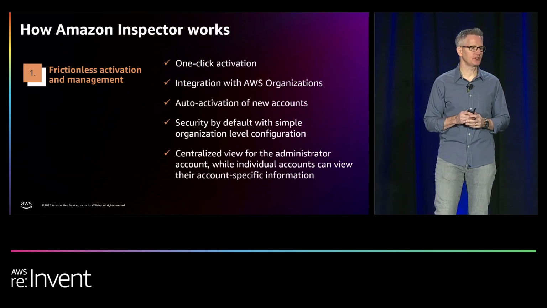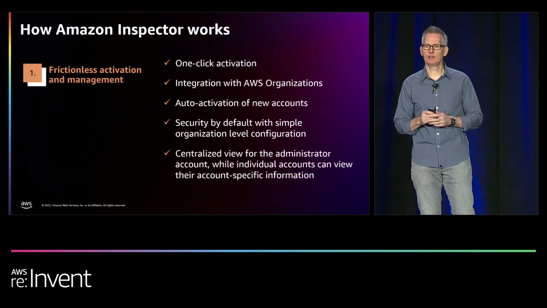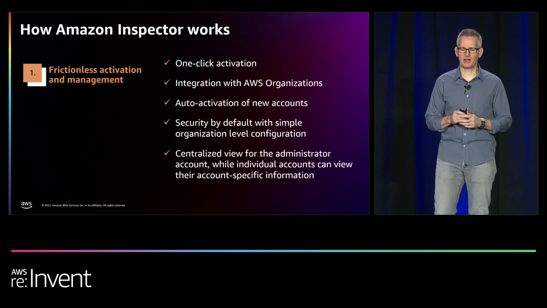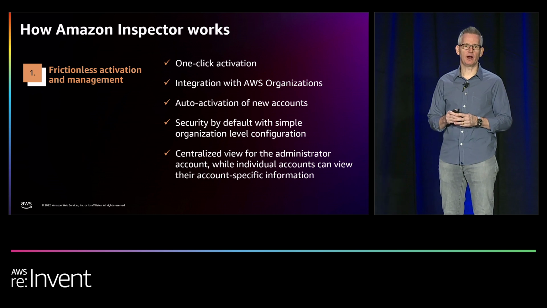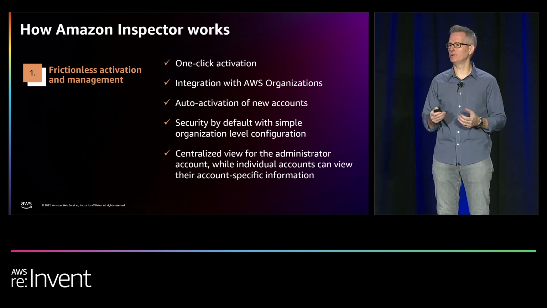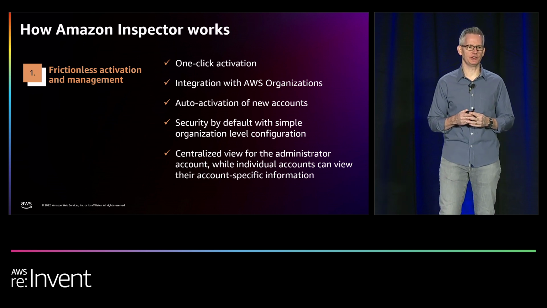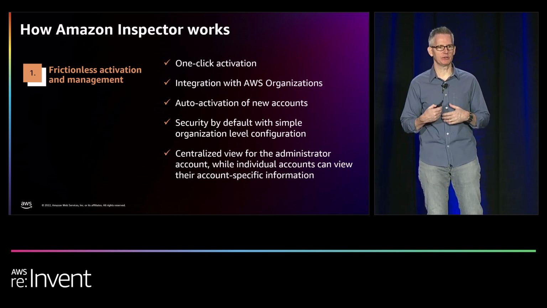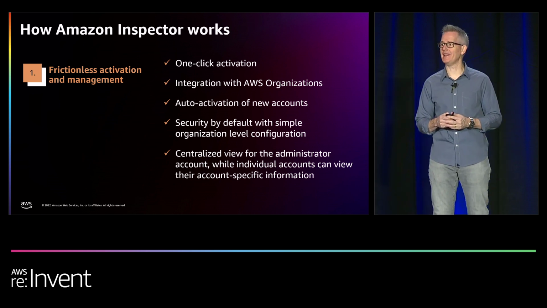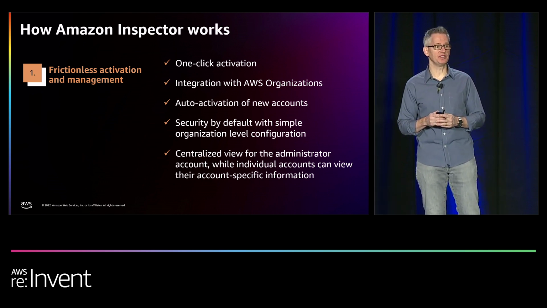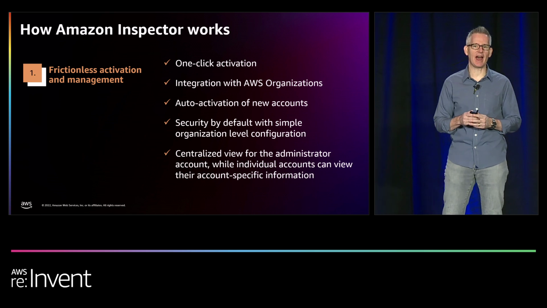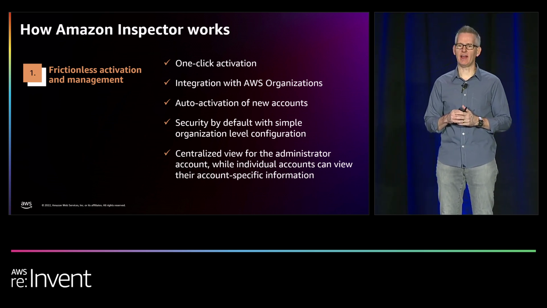Okay, frictionless activation. So the new Amazon Inspector is integrated with organizations. One of the problems we talked about is how do I know what all of my accounts are? If you're using AWS Organizations, you can very simply plug that into Amazon Inspector, and now Inspector knows all of your accounts. And with a single click, you can now activate Inspector everywhere.